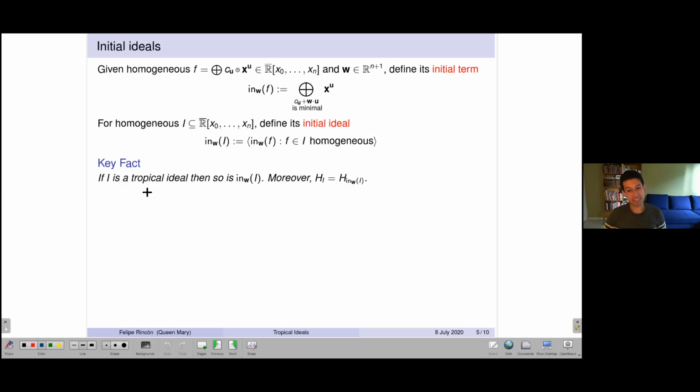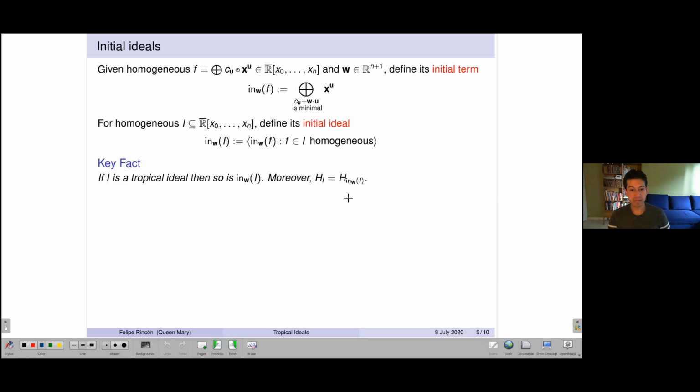The key fact that makes a lot of things work is this actually matroidal fact. If the ideal I that you start with is a tropical ideal, then its initial ideal for any W in R^(n+1) is also a tropical ideal. And if you follow the combinatorics along, you realize that the original ideal has the same Hilbert function as the initial ideal. This is something that happens classically, and it happens tropically as well. And here it is a purely matroidal fact, if you unravel the definitions.